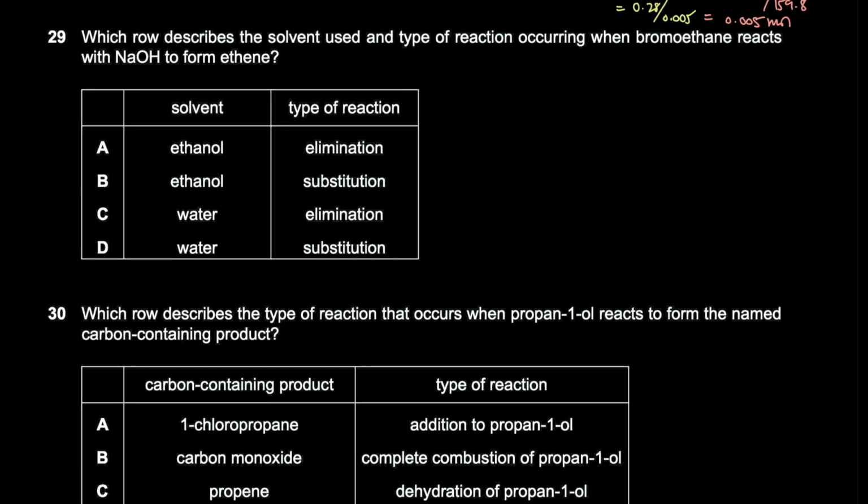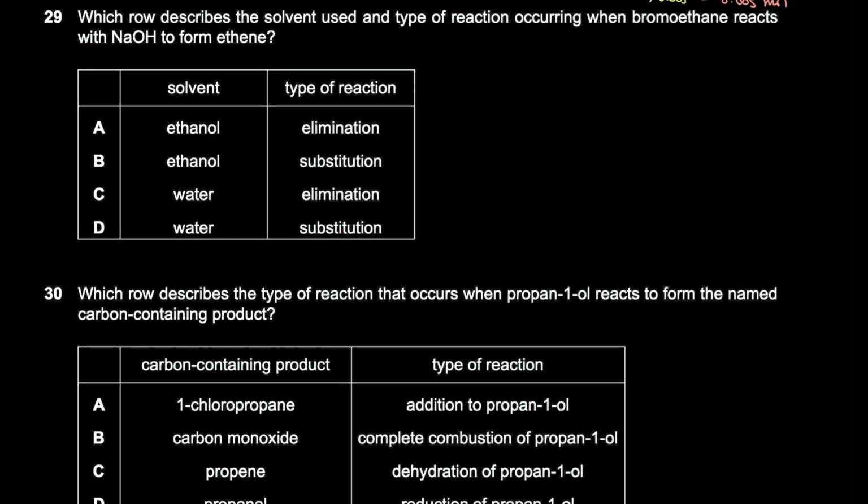Which row describes the solvent used and the type of reaction occurring when bromoethane reacts with sodium hydroxide to form ethene? So when bromoethane, that's a 2-carbon halogenoalkane, is reacting to form ethene, that's an alkene. So that's the elimination of halogenoalkanes. For this we use NaOH in ethanol. So the solvent is ethanol and the type of reaction is elimination. So the answer is A.